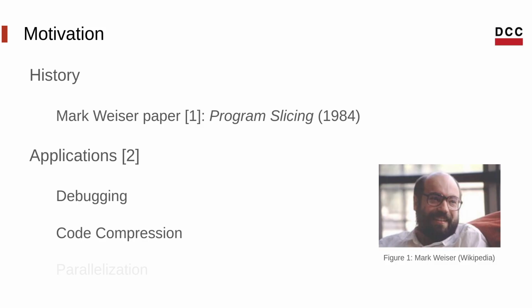Program slices also enable code compression. By outlining functions and identifying similar ones, we can merge them to reduce code size. Additionally, program slices facilitate parallelization by helping identify independent parts of a program that can be executed concurrently.